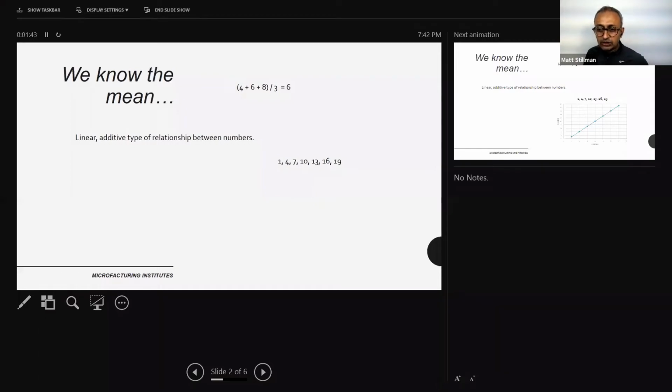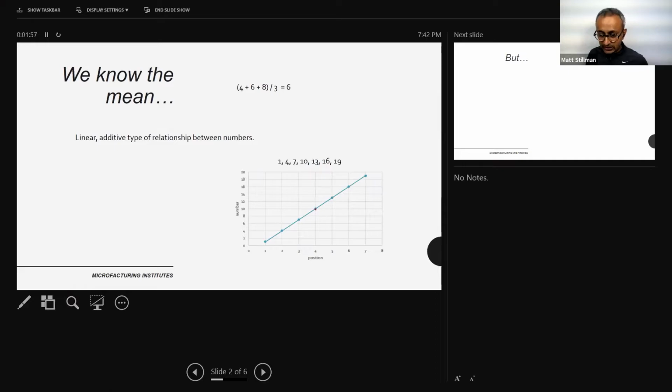And it works pretty well. You can see that if you have a series like 1, 4, 7, 10, 13, 16, 19, your mean is going to be 10, which gives you a good understanding of what the central tendency of the data series is. So you sort of know the mean of that data series.